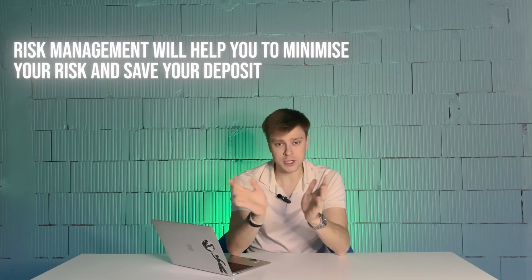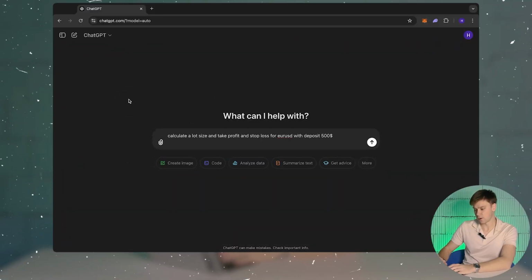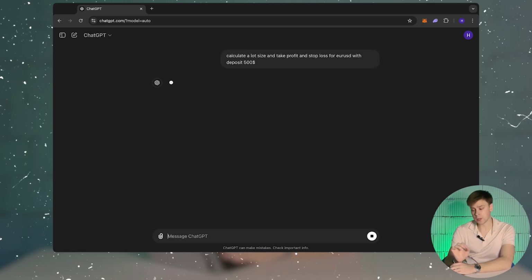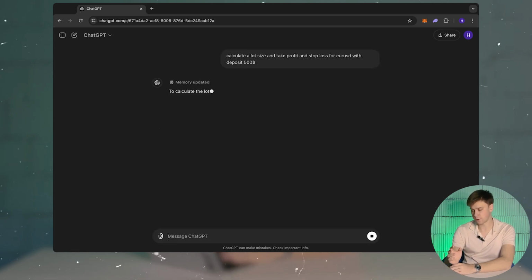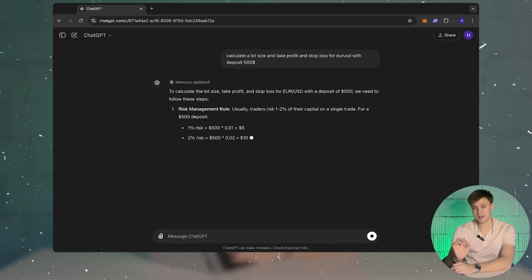So let's imagine you have a $500 deposit and you want to make a trade on euro-dollar. Simply ask ChatGPT what is the risk management and calculate a lot size. And please be specific with the questions, such as deposit 500, for example, because the more specific you are, the more specific answer you will get.